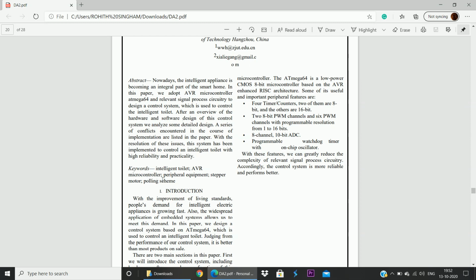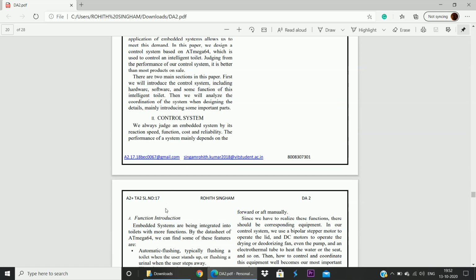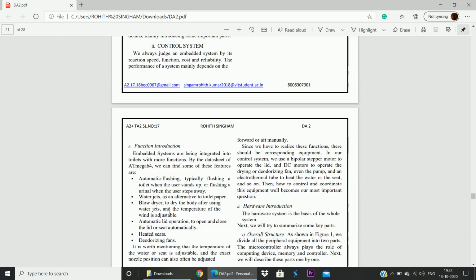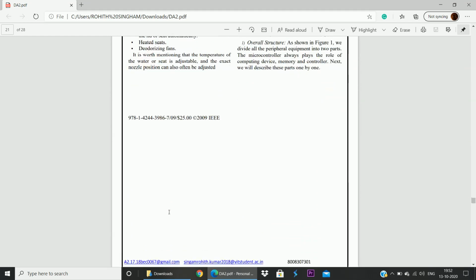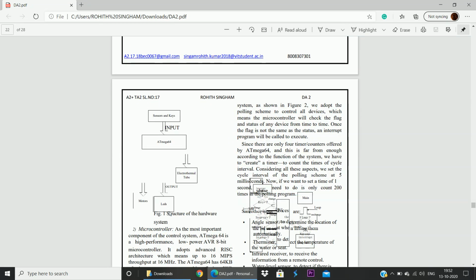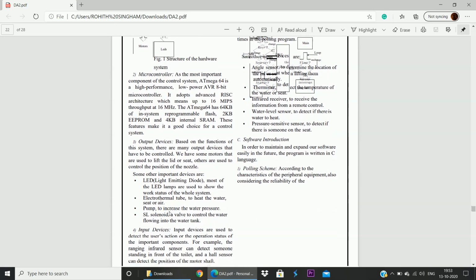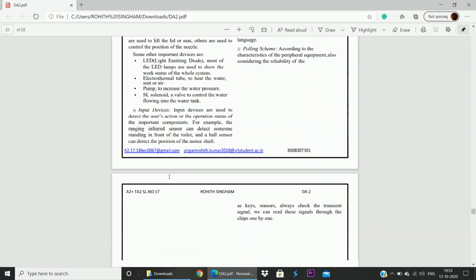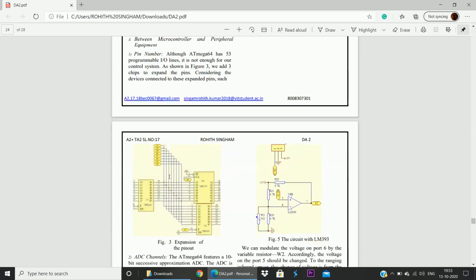These are the keywords used here, and this is the introduction: control system. Next is the function introduction, so the subparts of the introduction. These are all the hardware introduction. This is an IEEE produced journal paper. This is the information from which I have collected the answers to all these questions, and this is the journal paper which I have chosen. Software introduction, microcontroller. It's in a sorted format, so it's a bit confusing. So this is what I have given.